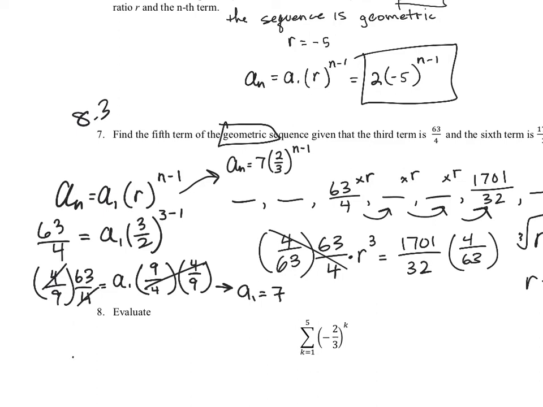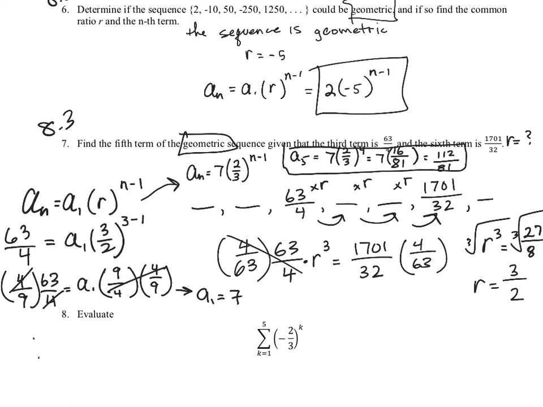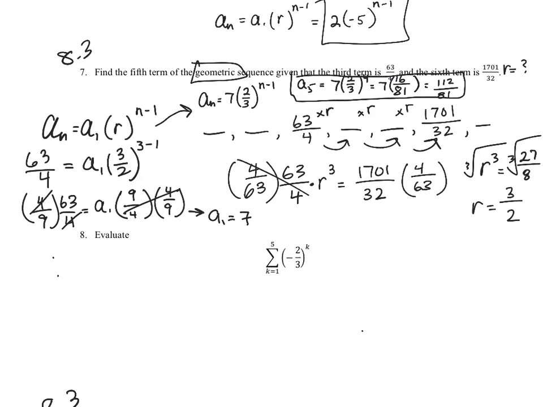So using that nth term, I can just plug in a 5 and say that the fifth term, a sub 5, is 7 times 3/2 to the 5 minus 1, which is 4. 3 to the 4th power is 81, 2 to the 4th power is 16, so it's 7 times 81/16, which is 567/16. So the fifth term, I know it's a long explanation for a problem, but the fifth term is 567/16. Any questions on that one?